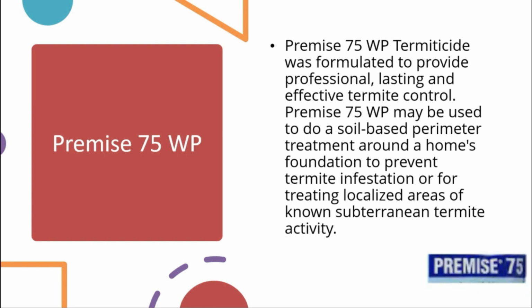Premise 75WP. Premise 75WP is a wettable powder termiticide that was formulated to provide professional, lasting, and effective termite control. Premise 75WP may be used to do a soil-based perimeter treatment around a home's foundation to prevent termite infestation or treating localized areas of known subterranean termite activity.